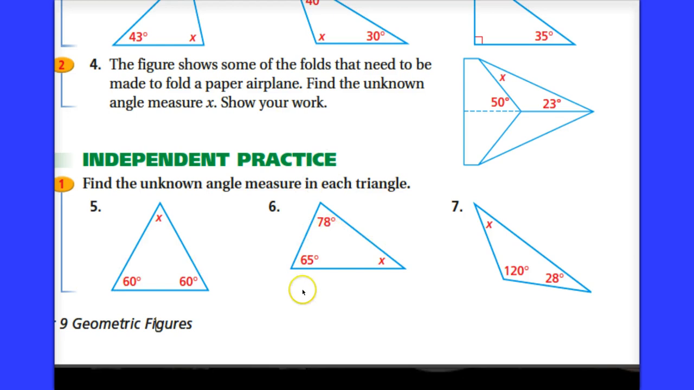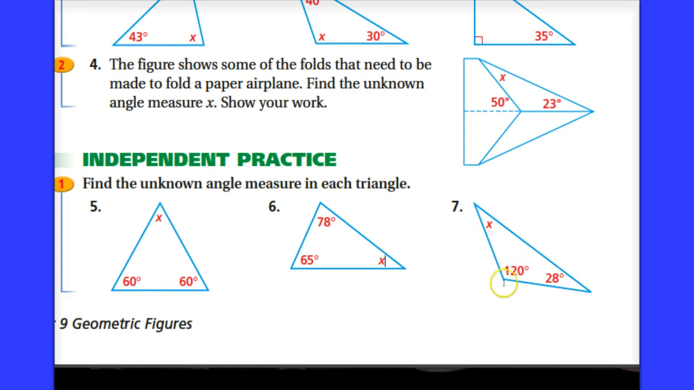Now let's take a look at 65 degrees, 78 degrees, and x. Same thing. On your paper, add these two together, plus x. Isolate your variable, and get your answer. And if you found that x equals 37 degrees, nice going.